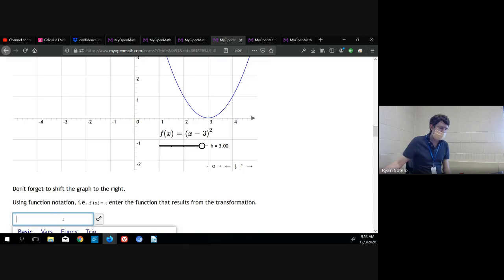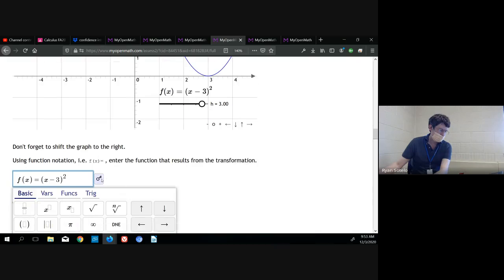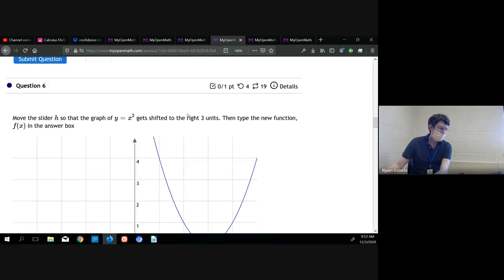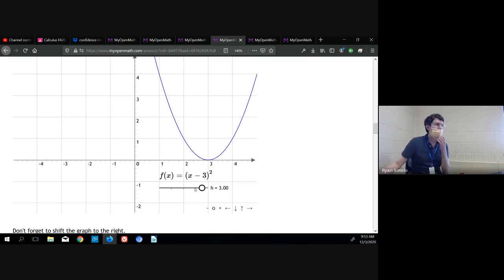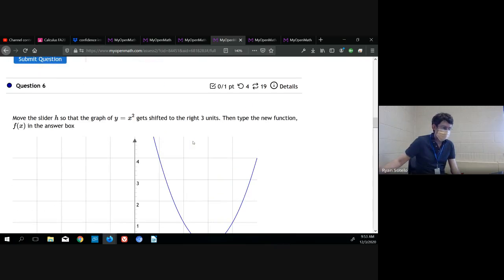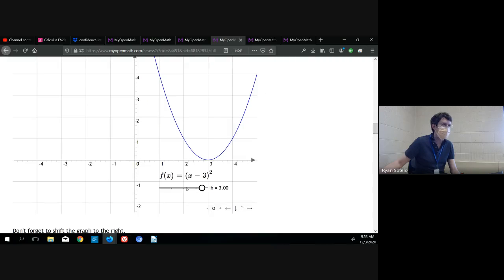So for number 6, they do want you to type f of x equals. They'll tell you how to shift it. I got it right. Nice. What does it tell you to do up above the graph? Shift it to the right 2 units. So use the slider. Copy that.